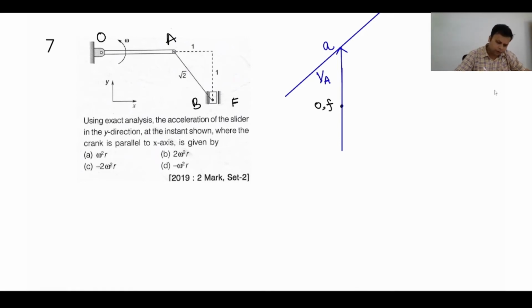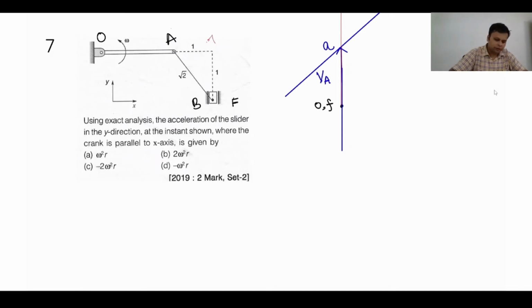And what is the velocity of the slider with respect to the fixed link? Can I say it will be in this direction? Yes or no? The velocity of point B, that is the slider, with respect to the fixed link will be in this direction. Yes, right? So I will pick up this. The velocity of point B must lie on this red line.